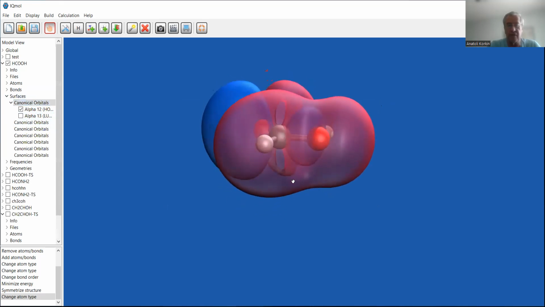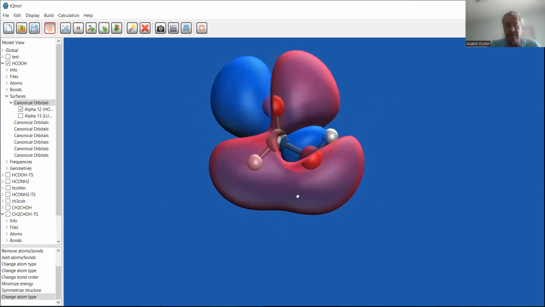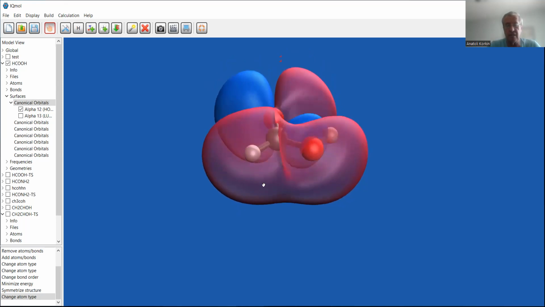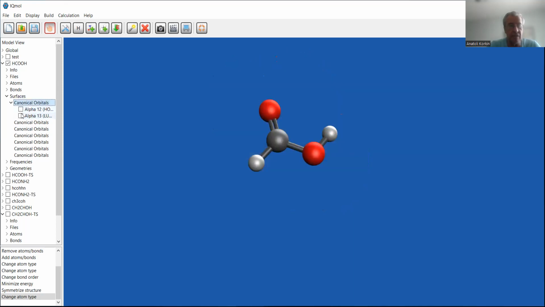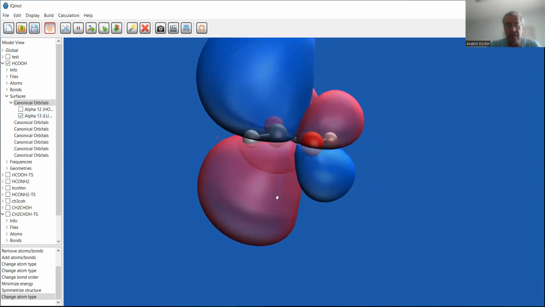So you can see for formic acid, the highest occupied orbital is in plane, and in the area of interest for us, it's kind of non-bonding. It's actually a combination of a lone pair of oxygen, transferred here to the hydrogen area on carbon, and a lone pair on the other oxygen. So that's how the highest occupied orbital looks.